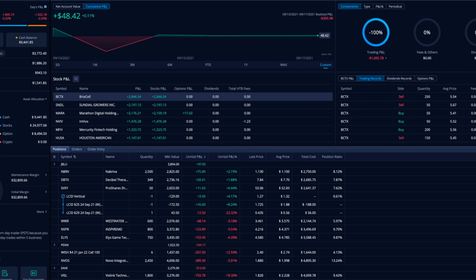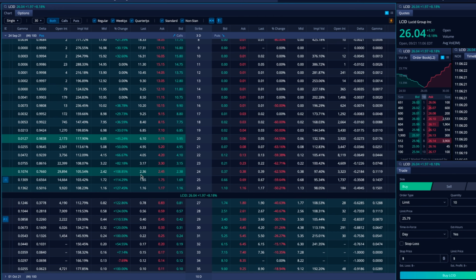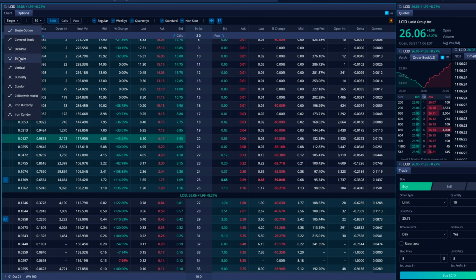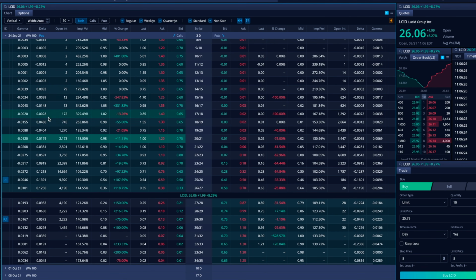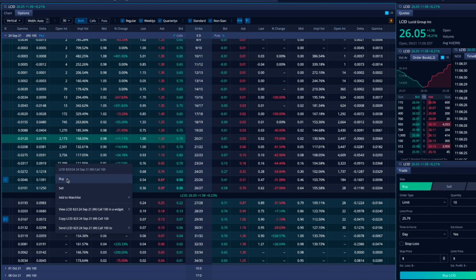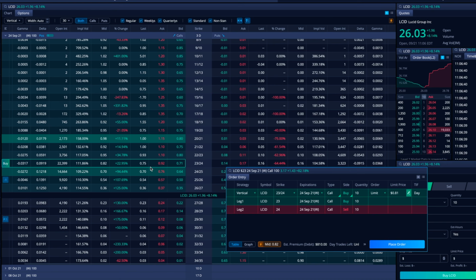But how do we get to that point? What you're going to want to do is go to the option chain and go to vertical up in the top left, okay? Then I'm going to click on one of these options and click on buy. Now I can look at the different strike prices and make my determination as I see fit.